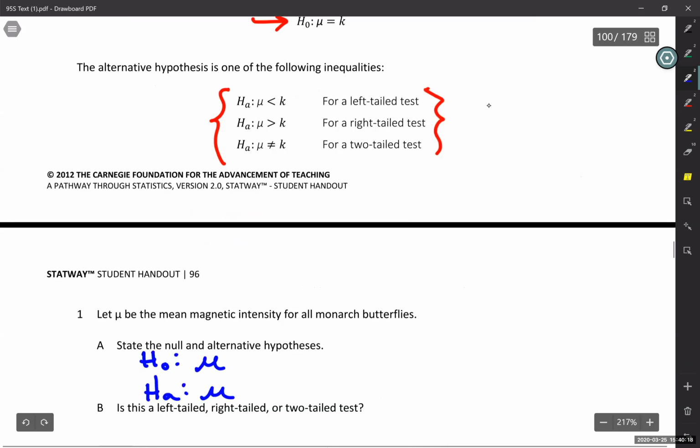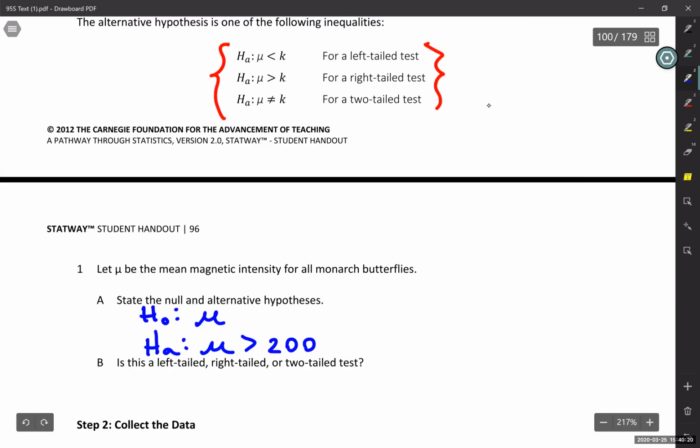So our alternative is greater than 200, and we're going to use the same number with an equal to sign for the null. And since I did that, well, here it has as the next question, is it left, right, or two-tailed? So normally I just write it right over here, but since it asked it as a separate question, since it's greater than, this is going to be a right-tailed test.